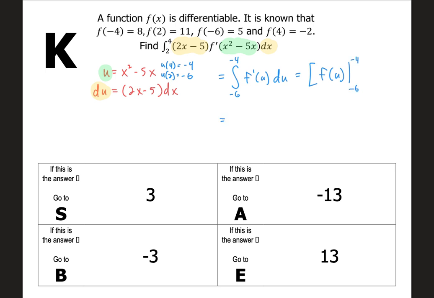Okay, so plug in the top limit, plug in the bottom limit, and subtract. All right, and then they give us those values up top. So that's that one and that one. Yeah, so this one here and that one there. All right, and then so that's 8, and then -5.